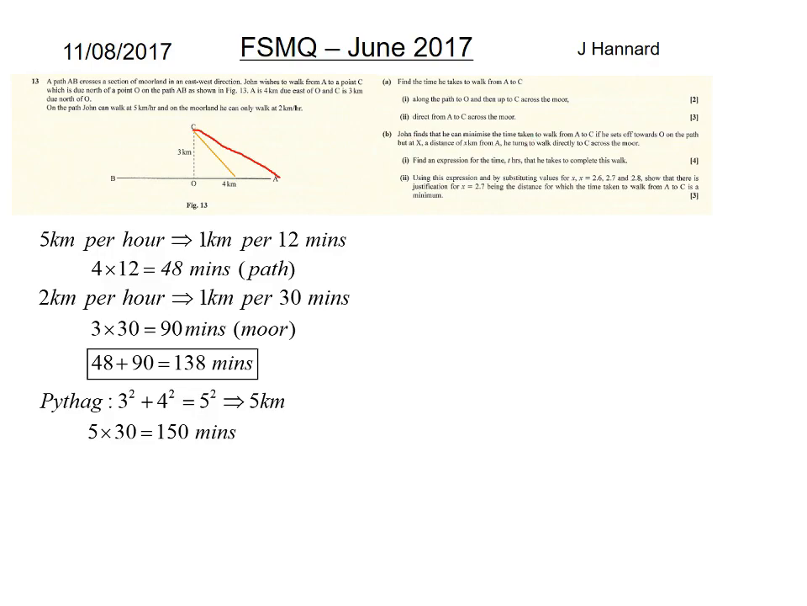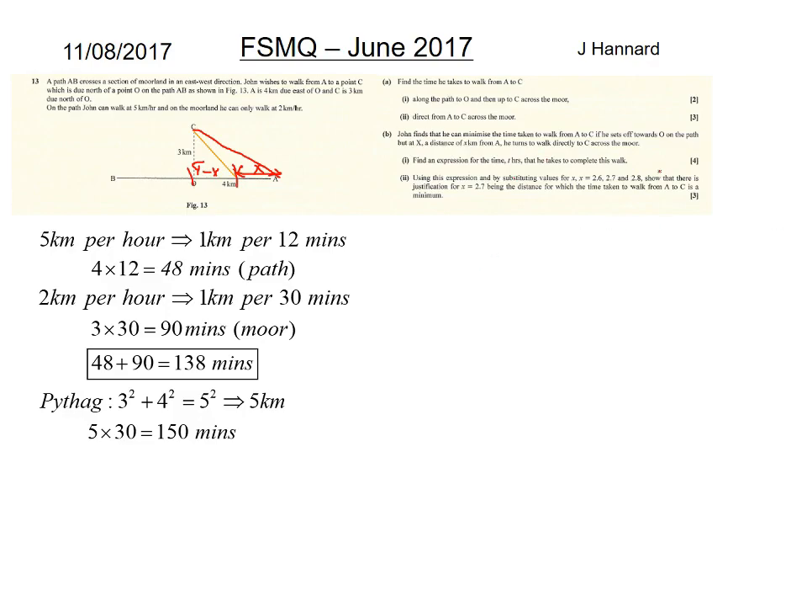So, John finds that he can minimise the time to walk if he sets off towards O on the path, but at a distance x. So if we say that that is x, he turns and he sets off. So basically that's x. That's then going to be 4 minus x, this little length here, from here to here. And then you've got a little right angle triangle.